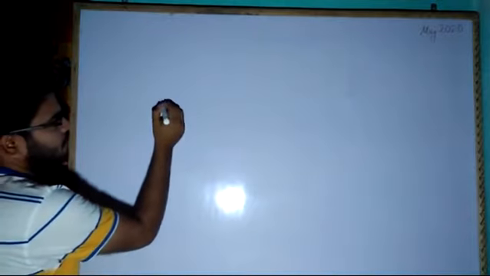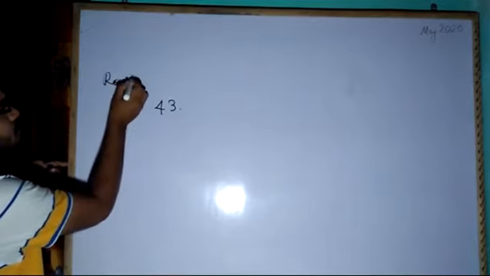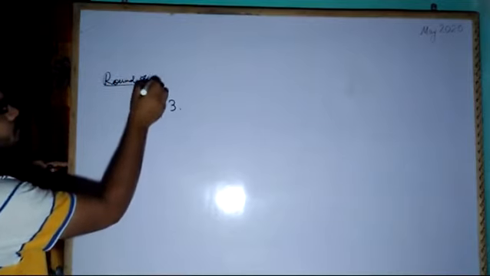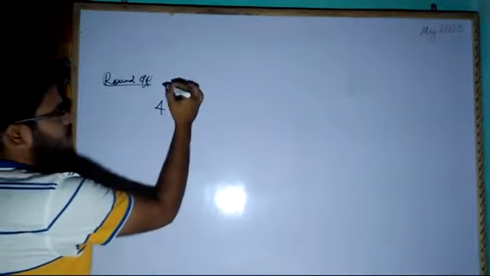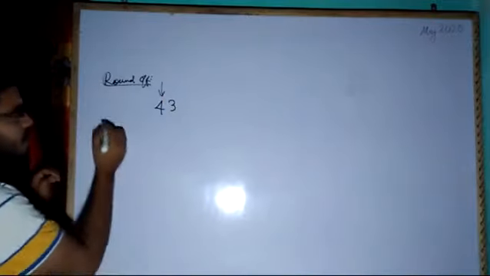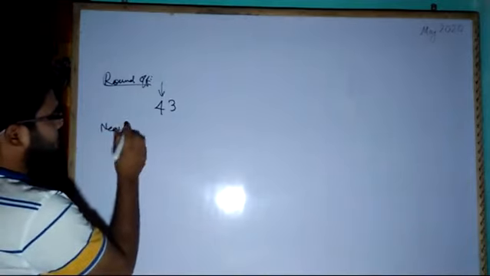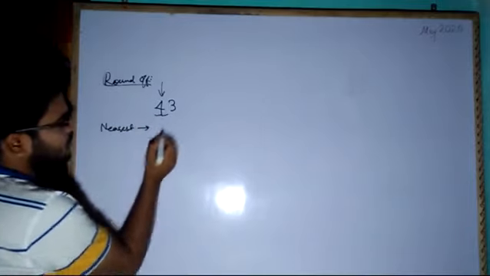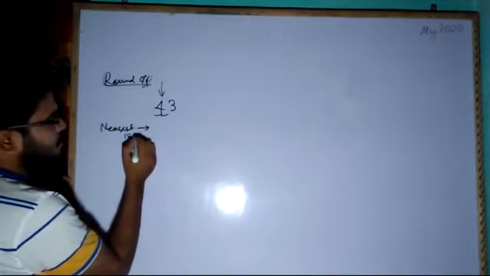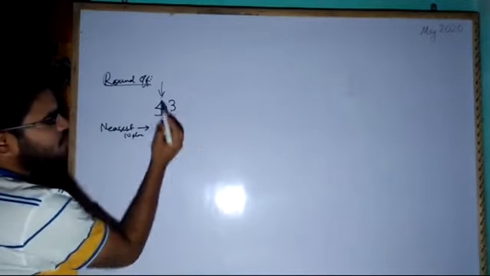Suppose I have the number 43. Now if I have to round off to the nearest 10, then I have to see the tens place, the tens position. This is the ones position, this is the tens position.